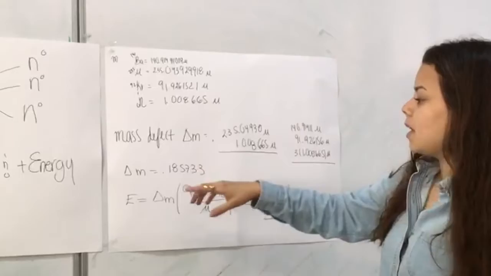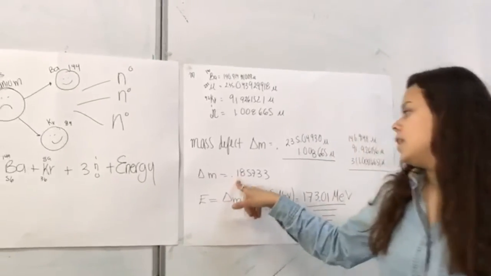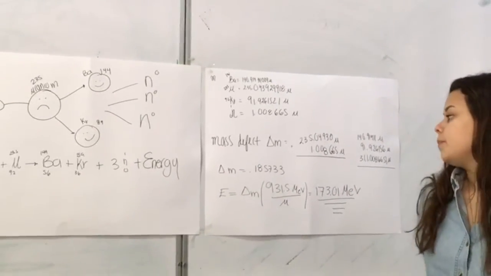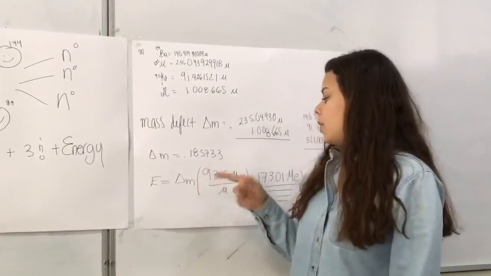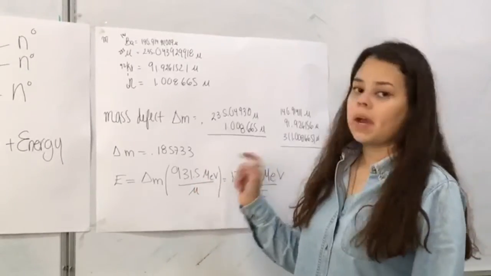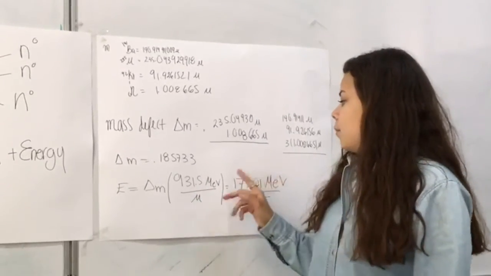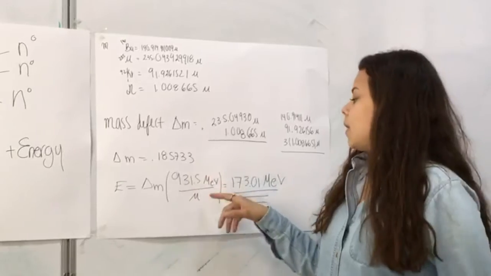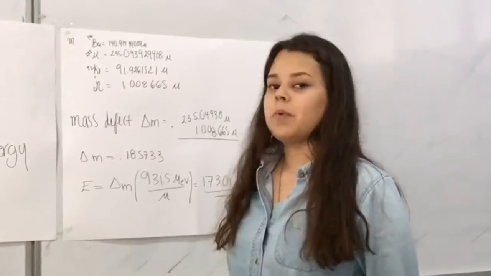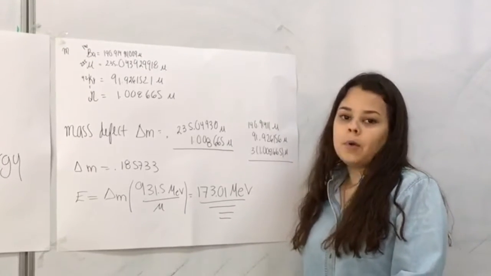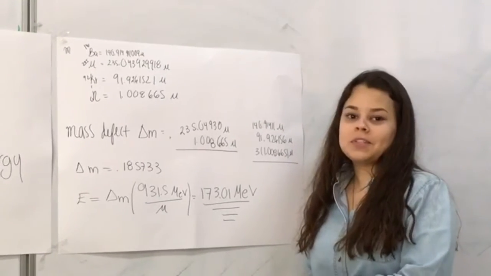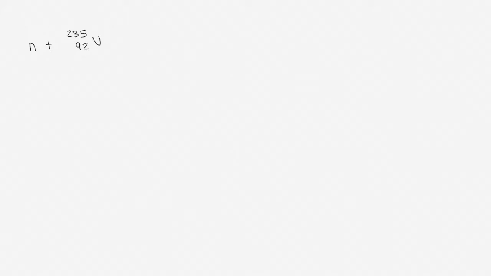So this mass defect gives us the value of 0.185733 atomic mass units. To calculate the energy, we have to convert that unit into megaelectron volts. So we only multiply this mass by 931.5 megaelectron volts, and that gives us the energy of 173.701 megaelectron volts. As mentioned before, a nuclear fission reaction can be represented by the following equation.